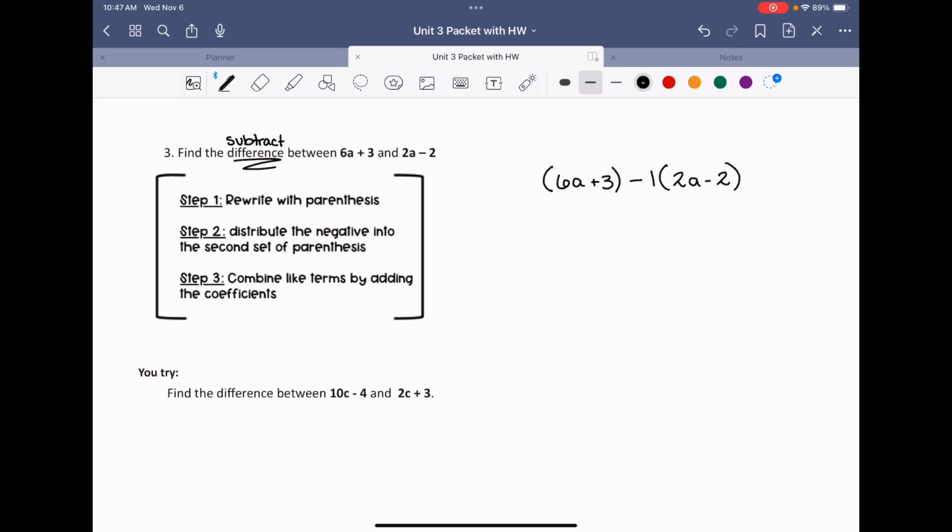I'm going to put my 1 in front of my parenthesis, distribute -1. 6a plus 3. -1 times 2a, -2a. -1 times -2, +2. Identify your like terms.